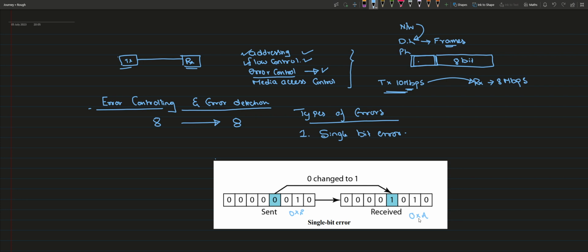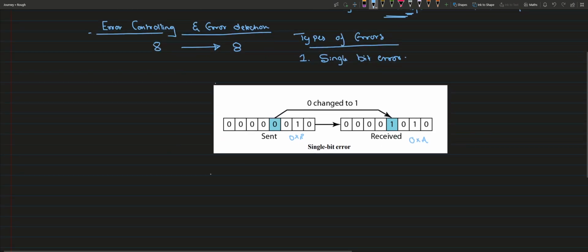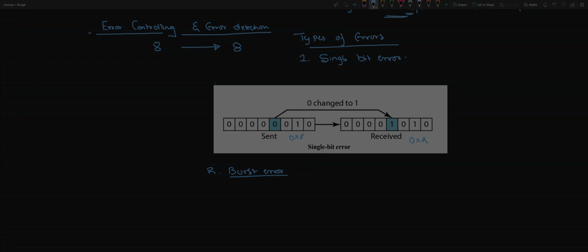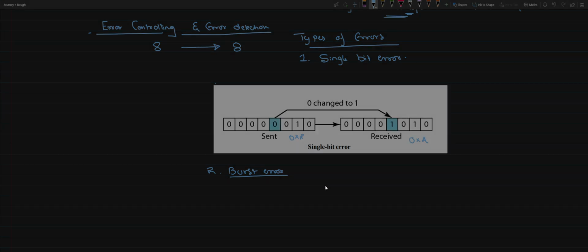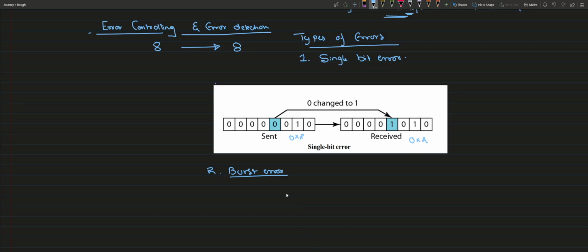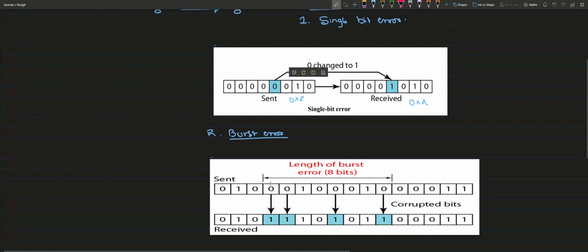The second type of error is more than one bit in error, which we call burst error. You see here, I transmitted 0100100010000011. If you see, more than one bit got corrupted, a kind of burst error.